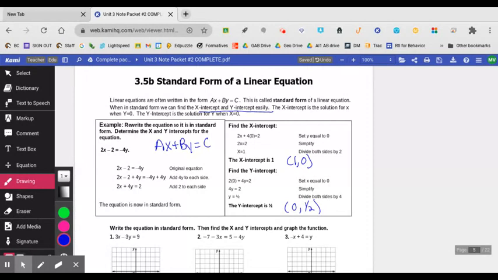Now that it's in that form, I can easily find the x-intercept by making y equals 0 and then simplify, and I get the x-intercept is 1, which means it goes to the point 1, 0 on a graph. To find the y-intercept, I set x equal to 0, simplify, and find out the y-intercept is 1/2, which means the point 0, 1/2 is on the graph.